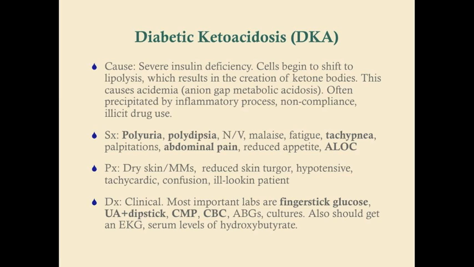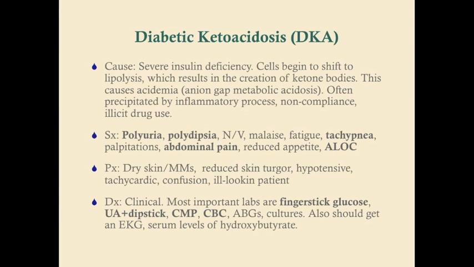The diagnosis is going to be clinical and based on labs. The most important labs that you can get are finger stick glucose, and I would say I'm arranging this in order of importance. So finger stick glucose would be the most important because you can rule out DKA if they've got a normal glucose. So finger stick glucose, urinalysis with dipstick. The dipstick into the urine can tell you if you have ketone bodies, and that's a pretty good confirmation of DKA, along with an elevated glucose.